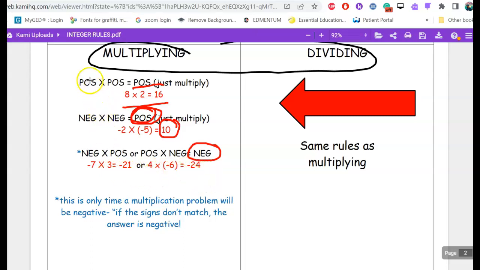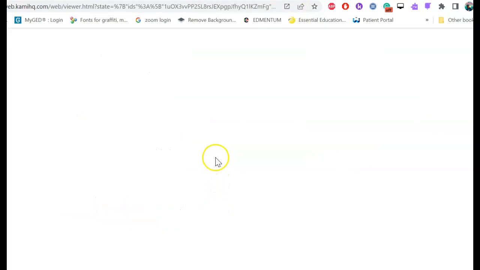So again, if you're multiplying a positive with a positive, your answer is positive. If you're multiplying a negative times a negative, your answer is positive. Anytime you're mixing the two, the answer will be negative. Same thing follows with division. Anytime you're dividing a positive by a positive, your answer is positive. Anytime you're dividing a negative by a negative, your answer is positive. Anytime you're dividing, mixing the two, a positive and a negative, your answer will be negative. Let's quickly put that into practice. Here we go.